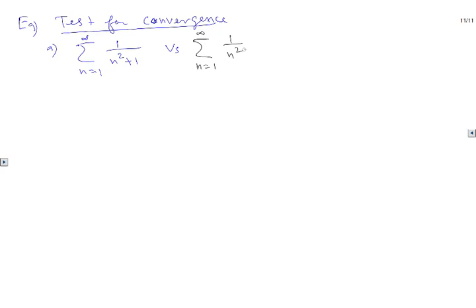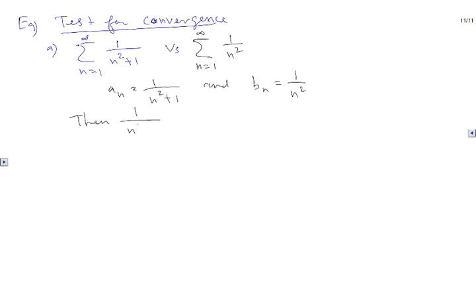Now, fortunately, in this case we have a_n, which is 1 over n squared plus 1, and we have b_n, which is 1 over n squared. So then what do we know, and what's going to happen?